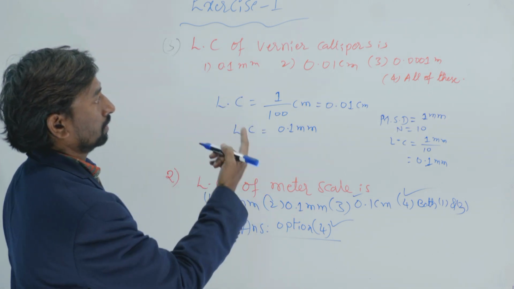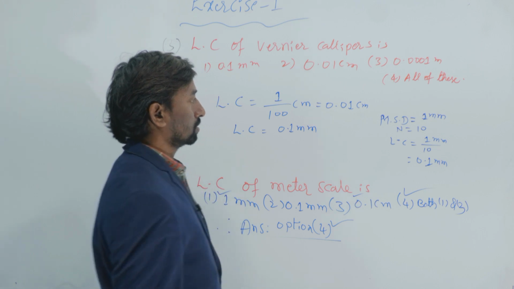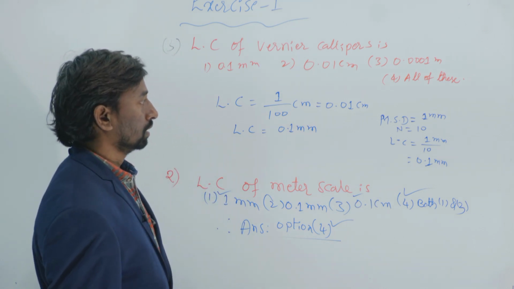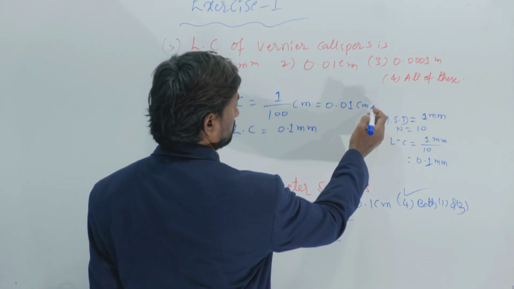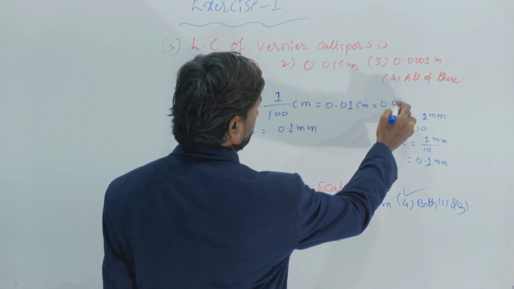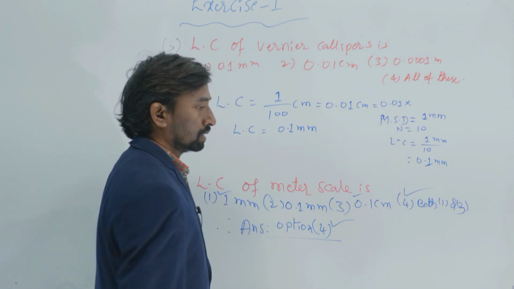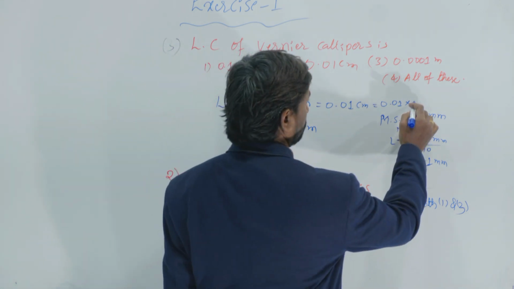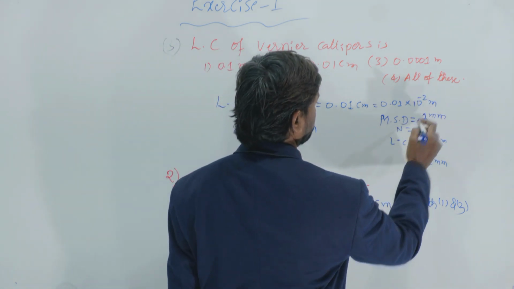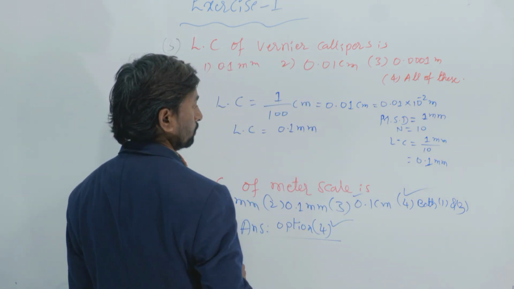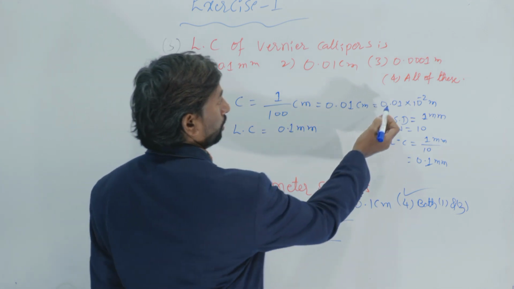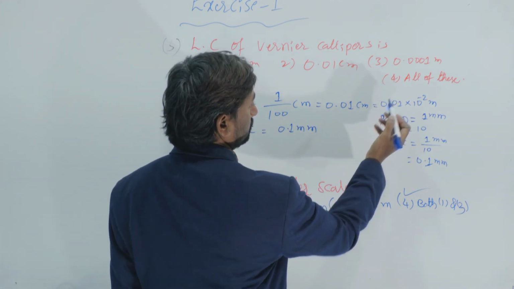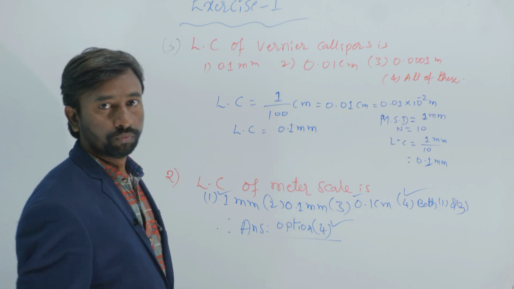And now the third option is given in meters. So this can be converted into meters. Suppose 0.01 into 1 centimeter, we can write as 10 to the power of minus 2 meters. 10 to the power of minus 2 meters means 0.01.